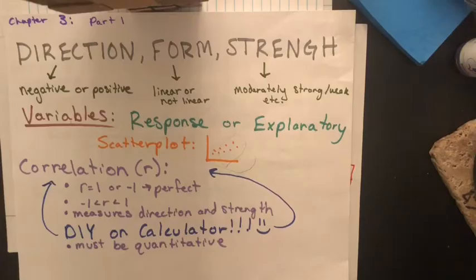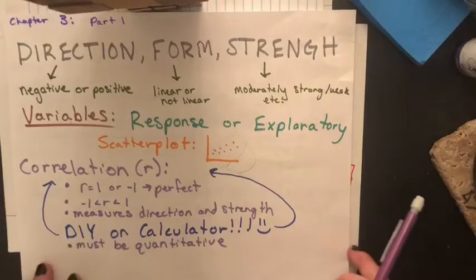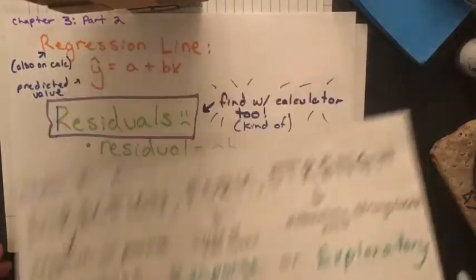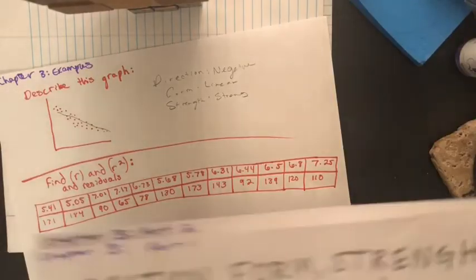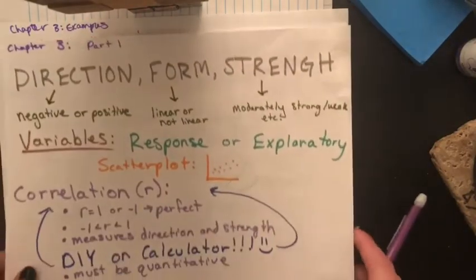So correlation, which is R, R is in between 1 and -1. So the closer it is to 0, the worse it's going to be. So 1 and -1 are very strong. And it measures direction and strength. So you can do it on your calculator, and it must be quantitative data. So let me see if I actually have an example of that. Okay, I can do an example of that later.